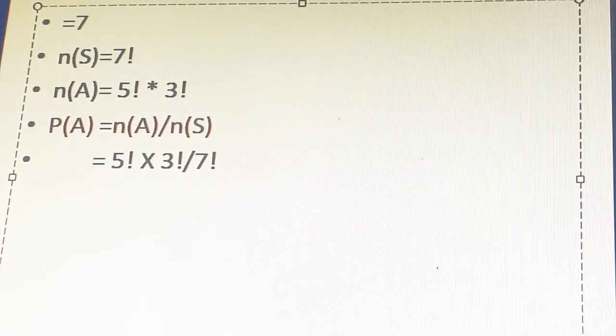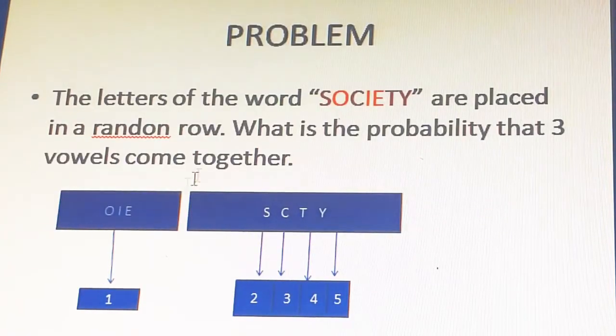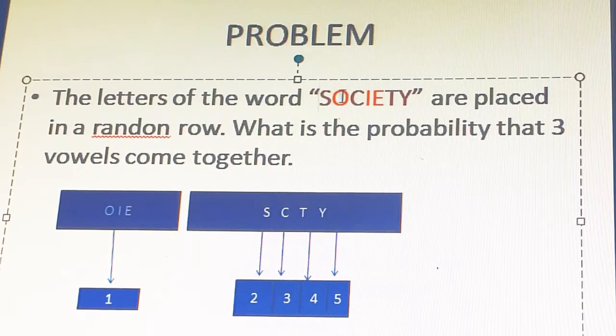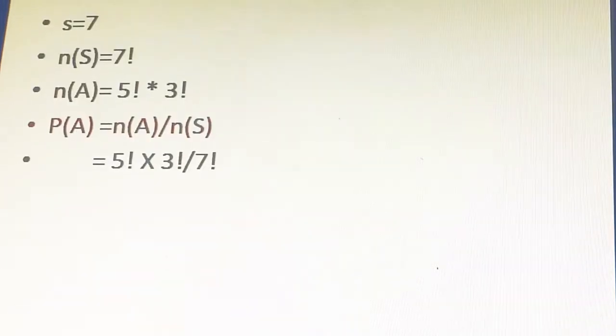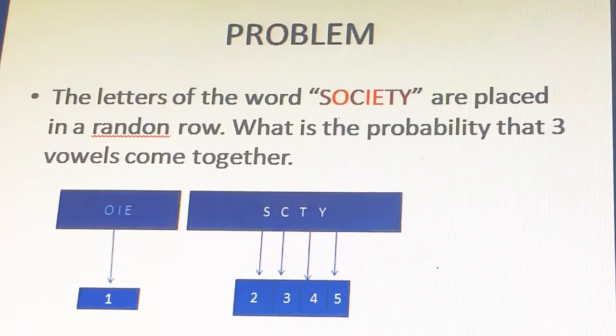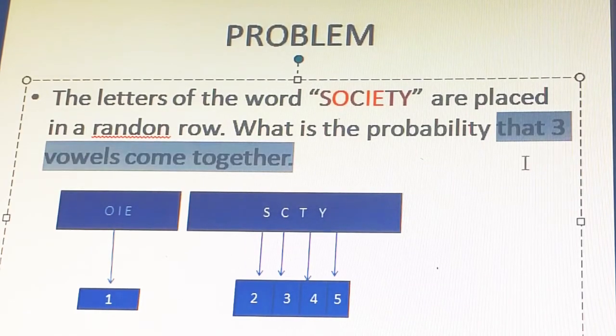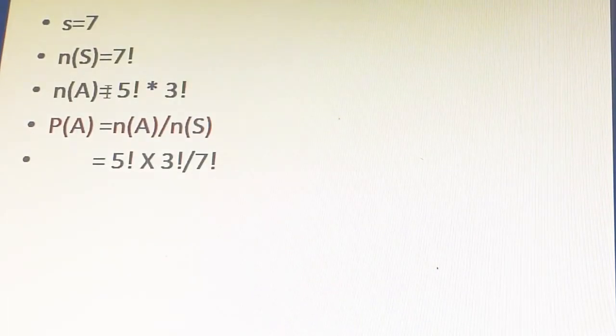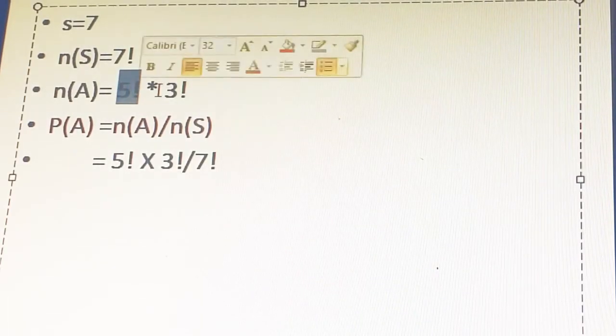Okay friends, so here the total possible outcome is 7, because totally you have 7 letters: 1, 2, 3, 4, 5, 6, 7. So n(S) is 7 factorial. It can be arranged in 7 factorial ways. And then what is your favorable outcome? What is the condition? The three vowels should be coming together. That is the favorable outcome. So your n(A) will be 5 factorial times 3 factorial.